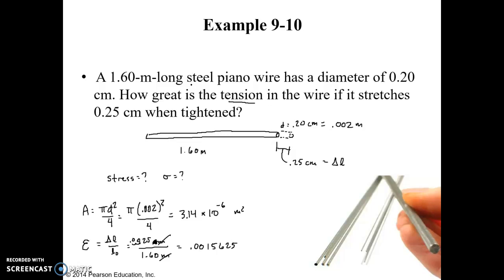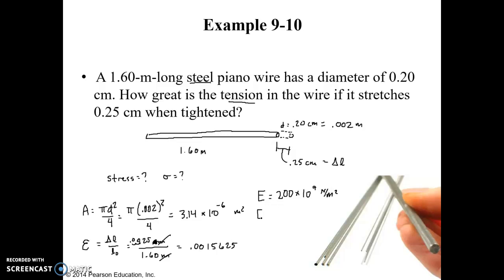The material, we're told, is steel. So that means that we can look up its modulus of elasticity. This should be in the textbook. Let me check real quick to see where that is. Okay, this can be found in table 9.1 in the textbook. And for steel, the modulus of elasticity is 200 times 10 to the 9th newtons per meter squared.